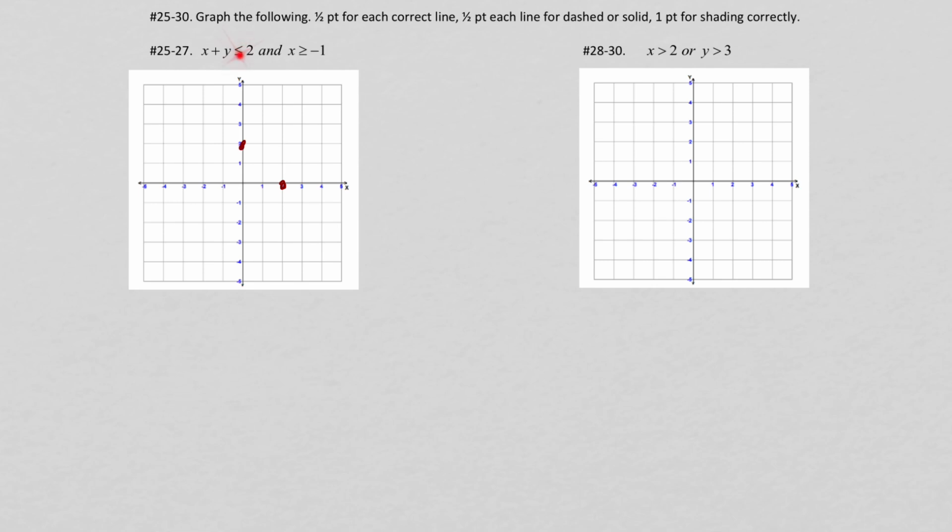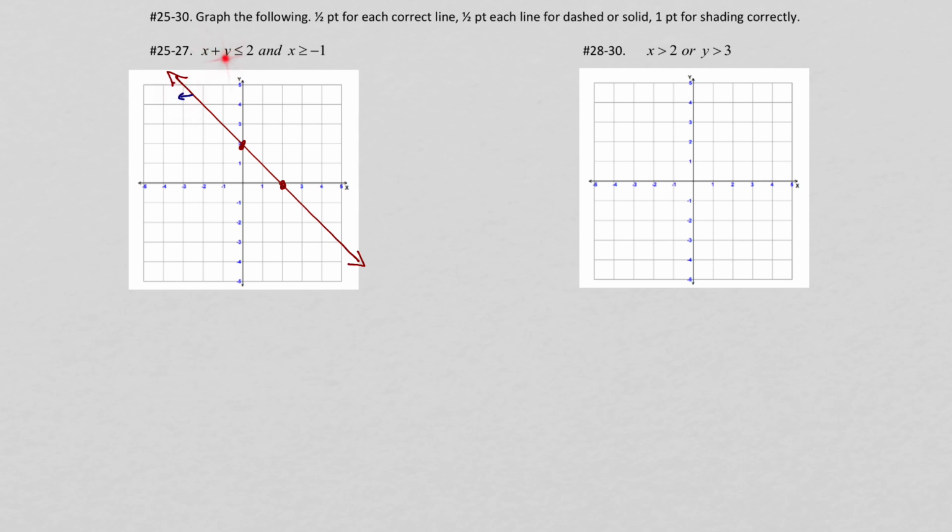Because there's an equal sign here, I'm drawing a solid line when I draw this. Now, when I'm ready to shade, I can either consider the x or the y. If I consider the x, x's go left, right. This is less than, so I'm shading to the left-hand side of this line. But I'm not going to shade yet because I need to graph this one and then do just the intersection.